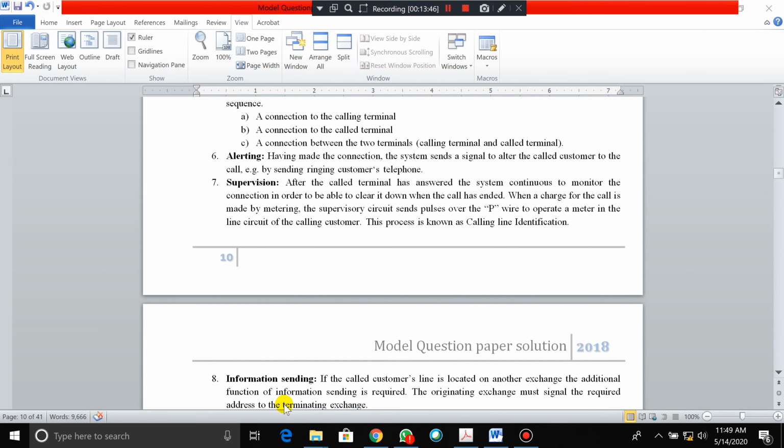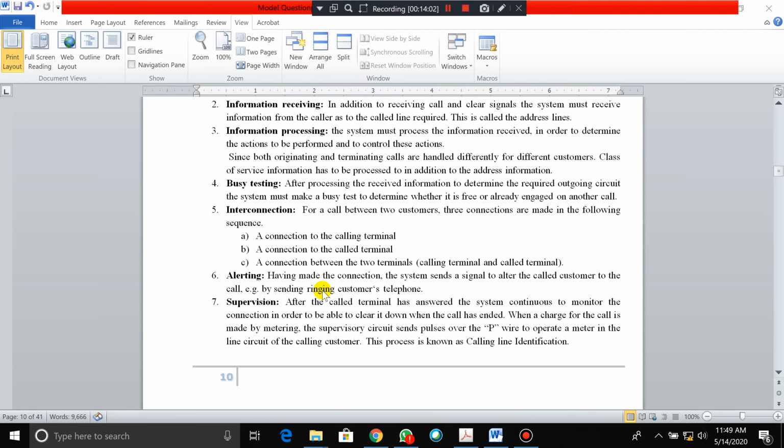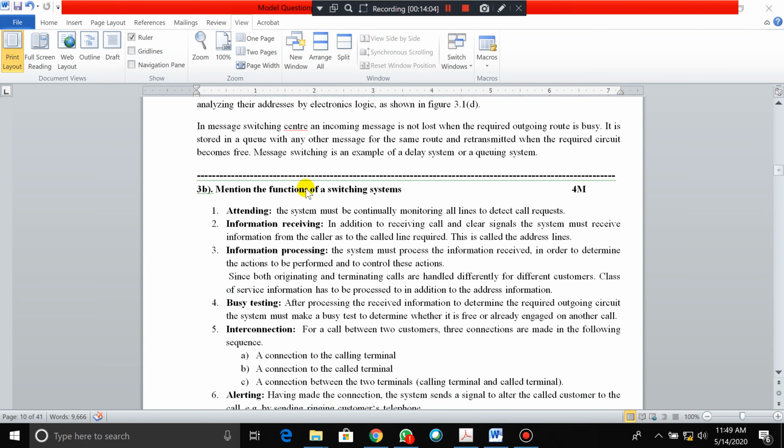Information sending. If the called customer line is located on another exchange, the additional function of information sending is required. The originating exchange must signal the required address to the terminating exchange. Okay, so these are the 8 functions of switching system, which is very important. Kindly remember the key terms and explain.